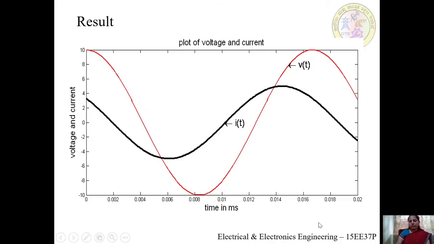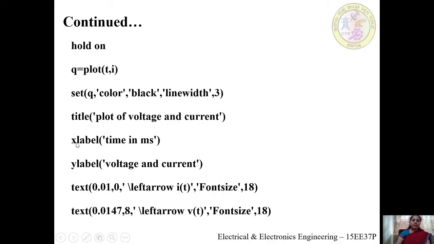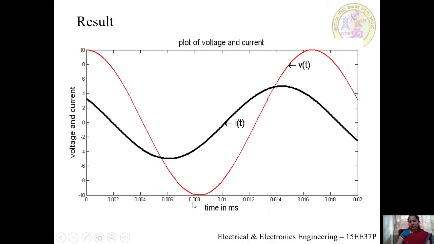And also I need to have the X label and Y label. For that I have used the xlabel command to put the X label. The X label is time in milliseconds and the Y label is voltage and current. So you are seeing the same title on the sketch, time in milliseconds for the x-axis, and for the y-axis it is voltage and current.